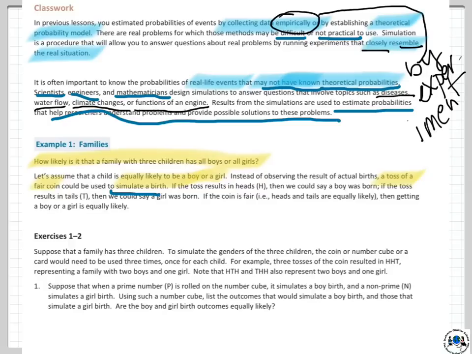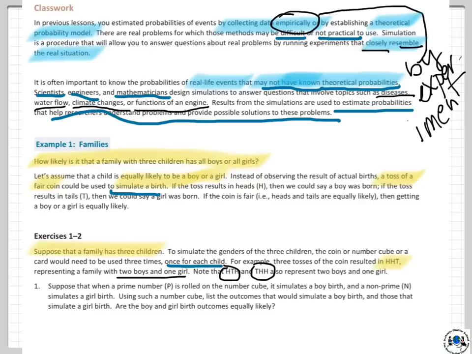All right. So here's exercises 1 through 2. Suppose that a family has 3 children. To simulate the genders of the 3 children, the coin or number cube or a card would need to be used 3 times, once for each child. For example, 3 tosses of the coin resulted in HHT, representing a family of 2 boys and 1 girl. Note that HTH and THH also represent that same scenario, 2 boys and 1 girl.